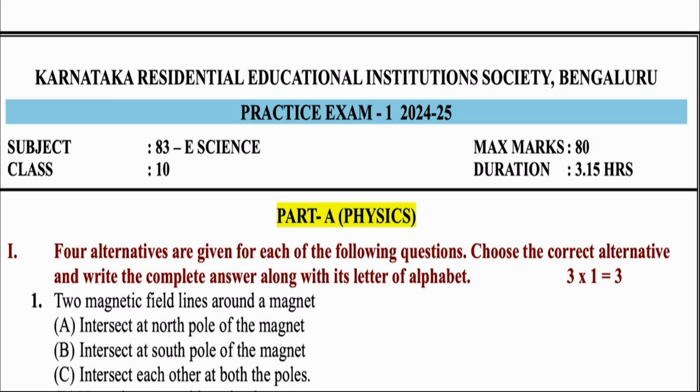Previously, we discussed Science Model Question Paper 1 provided by KSEAB Board. In this video, we are going to discuss Practice Exam 1 or preparatory paper provided by Karnataka Residential Educational Institutions Society, Bengaluru. Science subject, class 10th, marks 80 and duration is 3 hours 15 minutes.